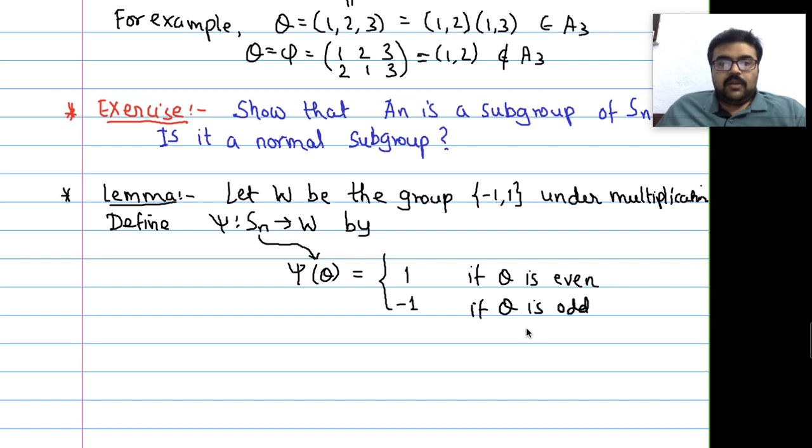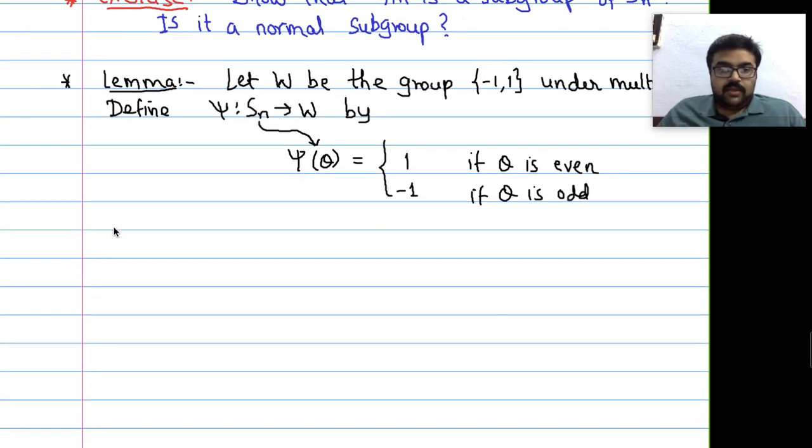For any permutation in Sn, either it is odd or even. If it is even, then 1. If you multiply two even permutations, it is going to be even again, so 1 into 1 is 1. If you multiply two odd permutations, it will be even, so minus 1 into minus 1 is 1. Odd and even is going to be odd, so minus 1 into 1 is minus 1. So we have to show that this map psi is a homomorphism.